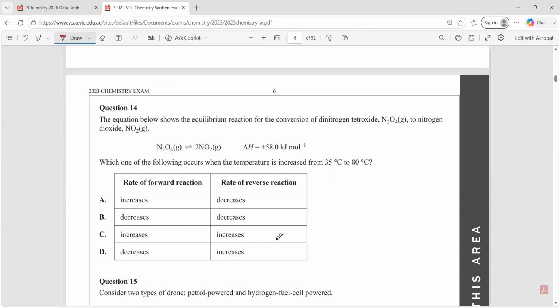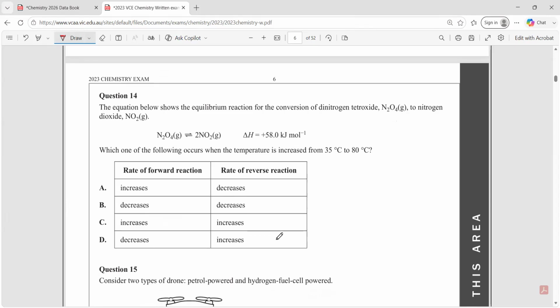Which one of the following occurs when the temperature increases from 35 to 80 degrees Celsius? Oh, it's just a rate. So every time, no matter if it's an endothermic or an exothermic reaction, the rate of the forward and the reverse reaction would both increase.